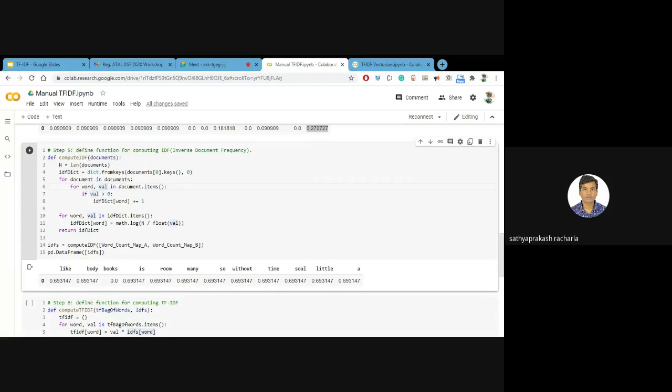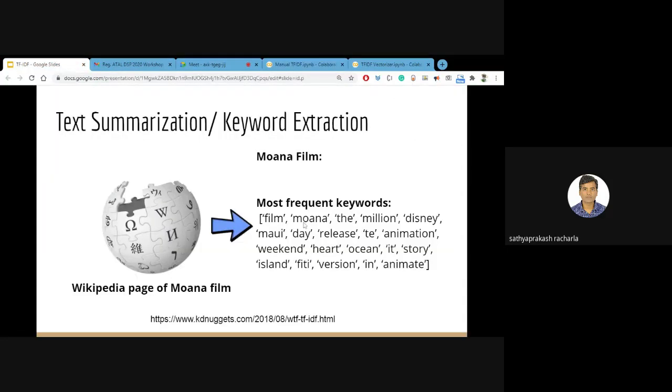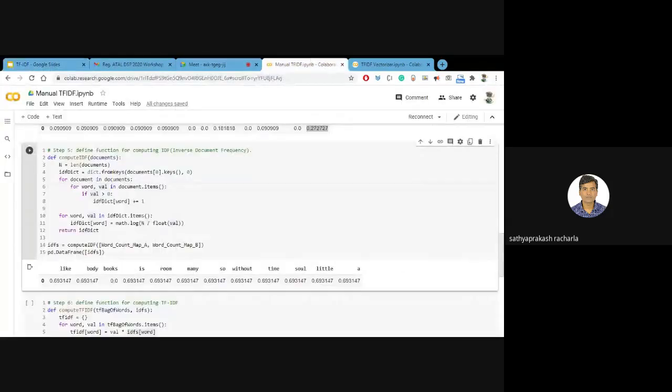Okay, okay. But some words we will be using in common, right? Yeah, those are stop words. We can remove those things also.